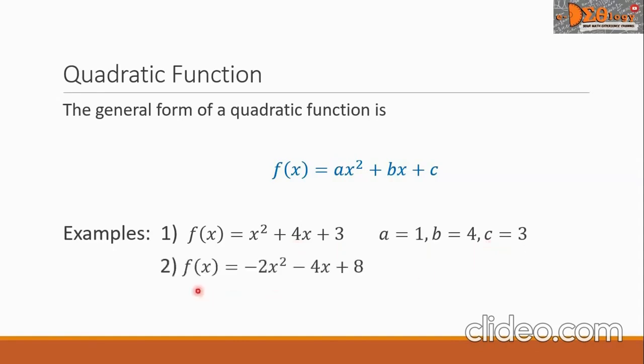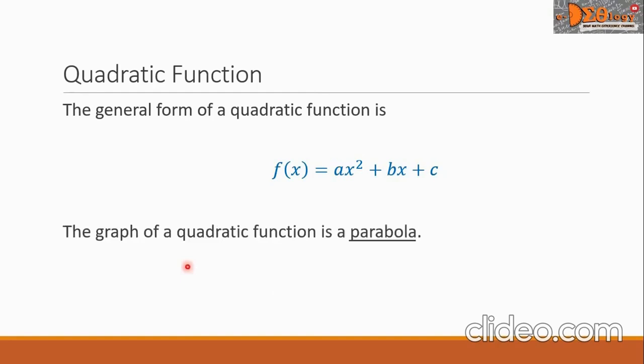Another example is f of x equals negative 2x squared minus 4x plus 8. Also, the a equals negative 2, the b is negative 4, and the c is positive 8.